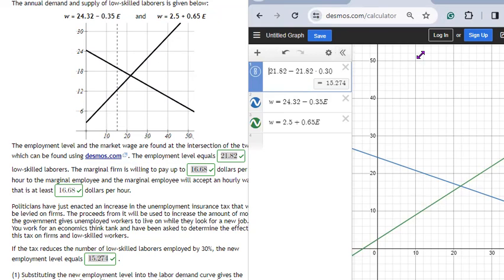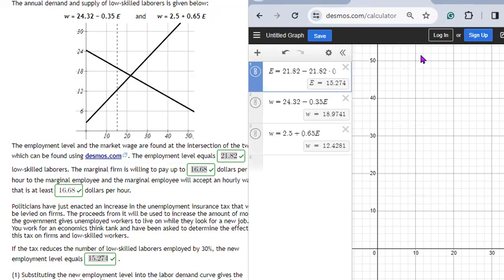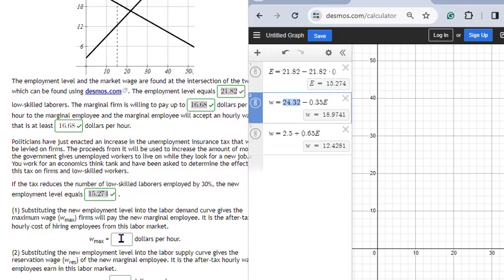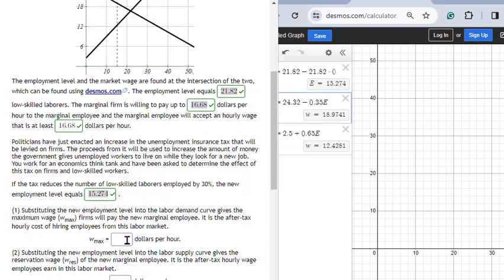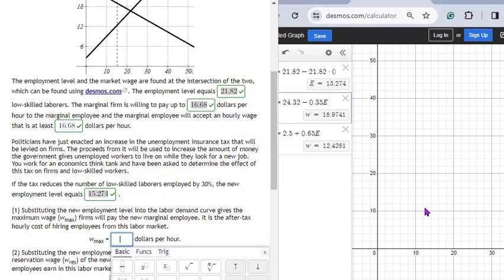I'm going to put an E in front of this difference. And so the employment level is now 15.274, this dashed line quantity. What Desmos does here is it takes this 15.274 and plugs it into this E, multiplies it by 0.35, and then subtracts that product from 24.32 to get 18.97. So the maximum wage that firms are willing to pay this new marginal employee, the last one hired after the tax, is 18.97.